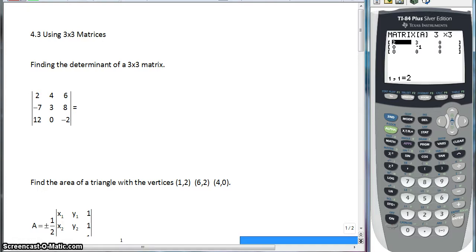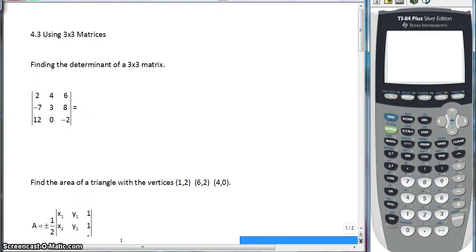So we have 2, 4, 6. So you just have 2, enter, 4, enter, 6, enter, -7, enter, 3, enter, 8, enter, 12, enter, 0, enter, and -2. And then you click enter one last time. You look at it really quick to make sure you like it. And if you do, you press second and quit out.